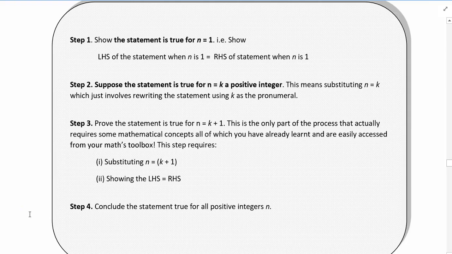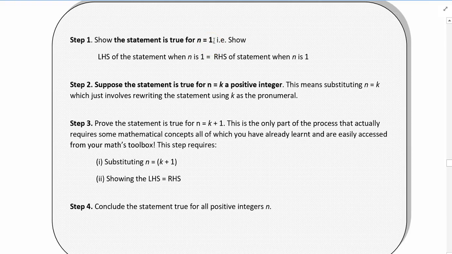So once you know that you're basically having 4 main paragraphs in your solution, what goes in them? Well, step 1 is the same all the time. You will start with these exact words. Show the statement is true for n equals 1.